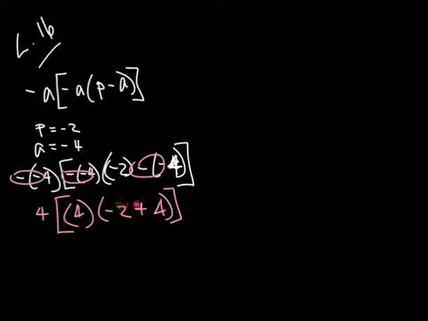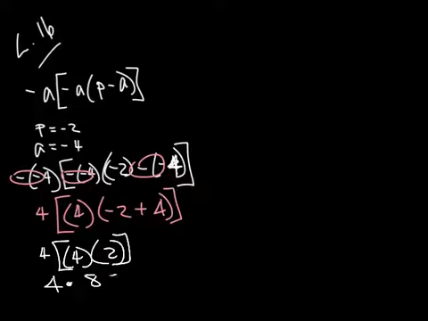Okay, so let's do what's inside these parentheses here. We can do that as long as they're in the parentheses. And then 4 times 4 is 8, times 4 gives me 32 for an answer.